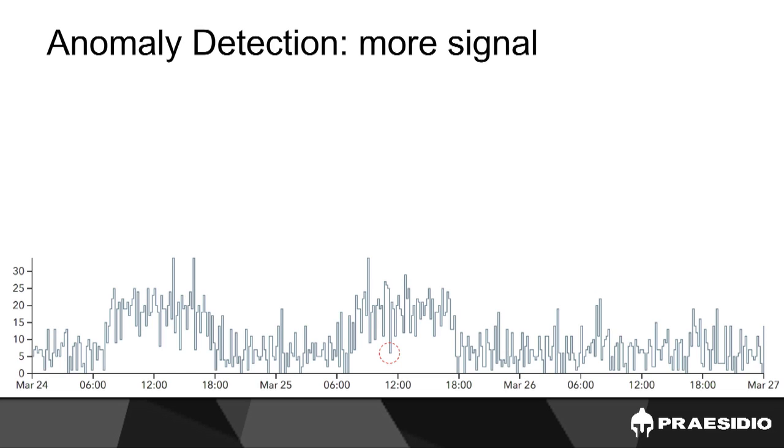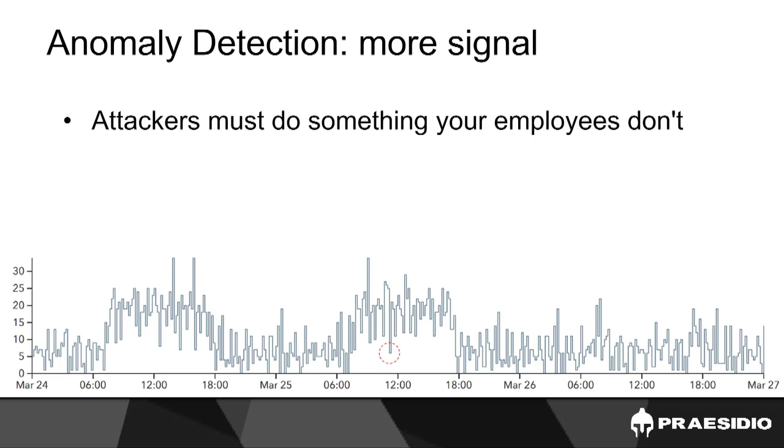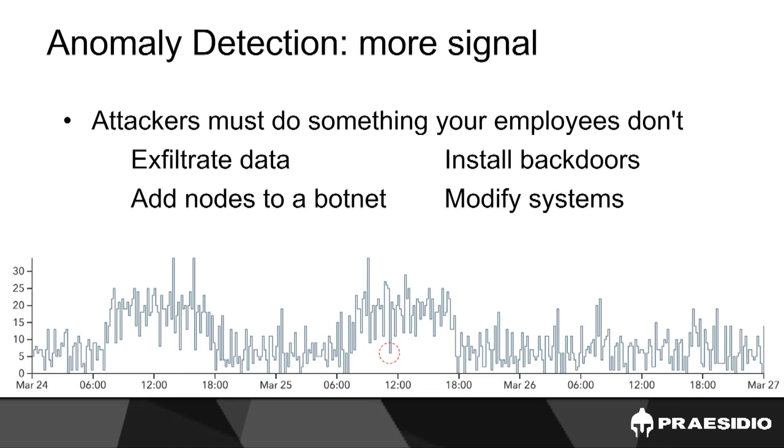Anomaly detection is really just more signal, okay? It comes from the understanding that attackers must at some point do something your employees don't, otherwise they'd be your employees. They have to exfiltrate data or install backdoors or add nodes to a botnet or modify systems. And if we can somehow capture whatever it is that they do, when they do it, that is the anomaly. So instead of looking for specific indicators of what it looks like when somebody attacks me, if I just look for something that's outside of normal, something that's different, and whatever that means, it's kind of fuzzy, then I'll catch it.